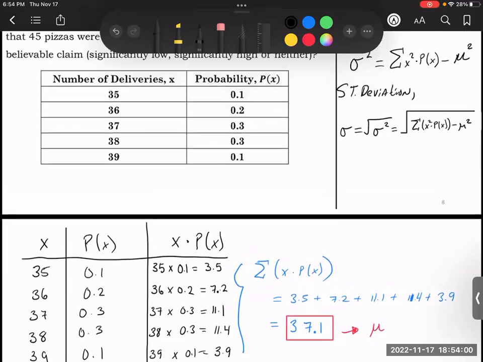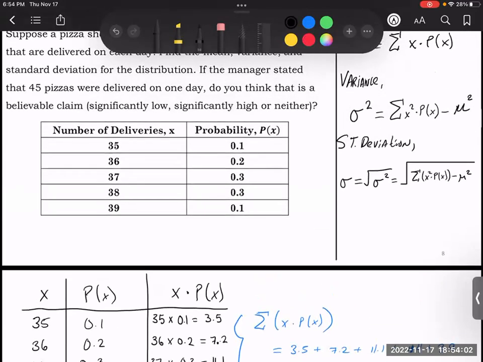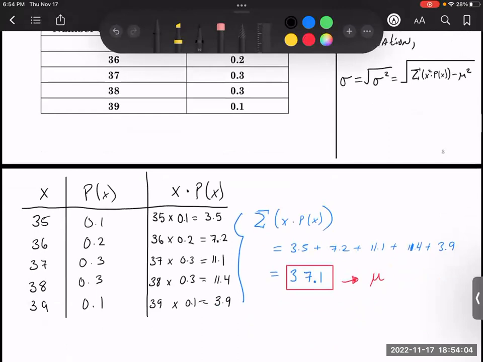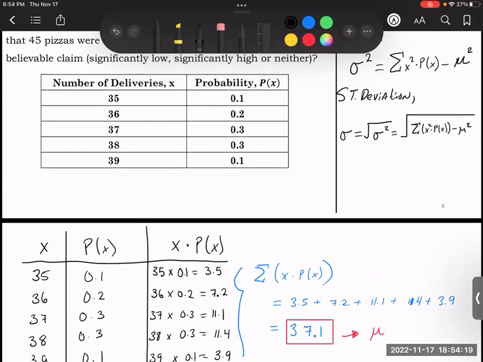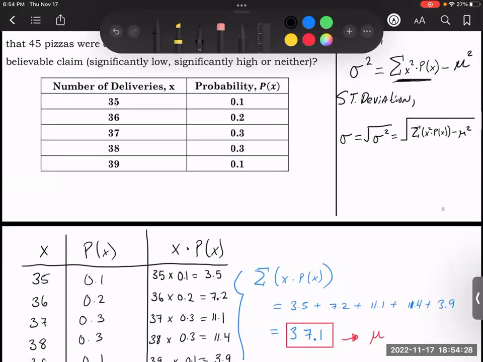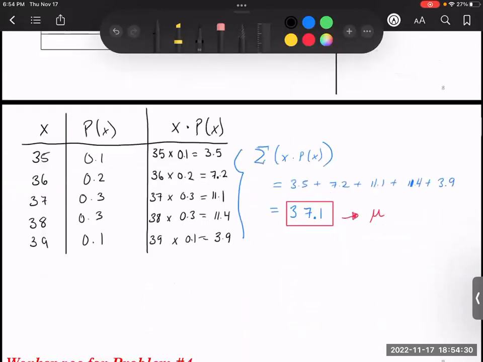Okay, now what we're going to do is compute the variance and standard deviation. So what I do is create two separate tables. The first table that I created was just to get me the mean. It organized the information for me. I know what I'm adding up gives me the mean. I'm going to create a second table. Why am I doing this? The second table is what I'm going to use to help me compute the sum of x squared times p of x. Then once I have that figured out, I just insert it back into the formula.